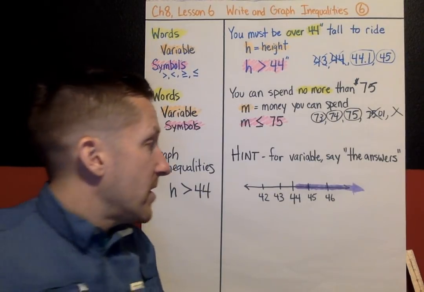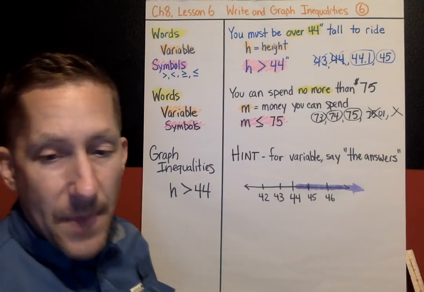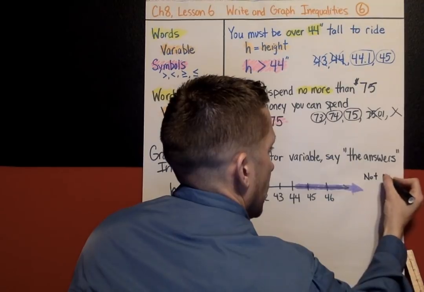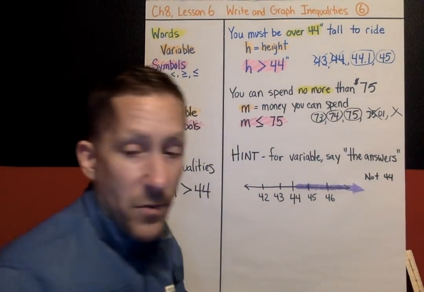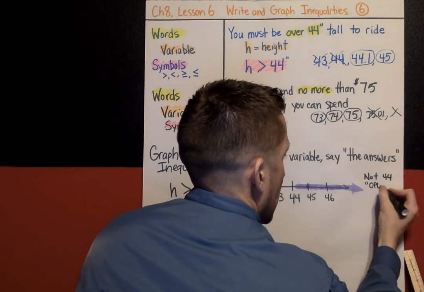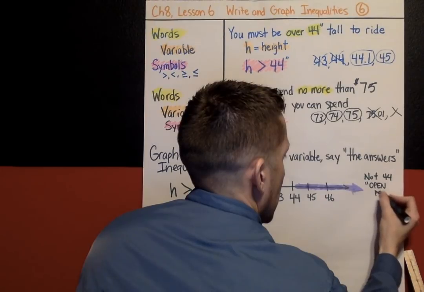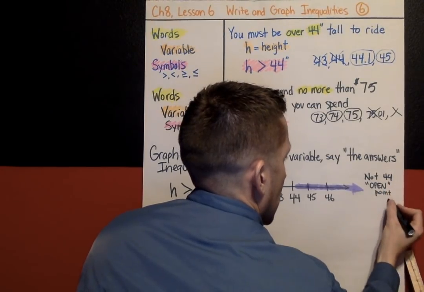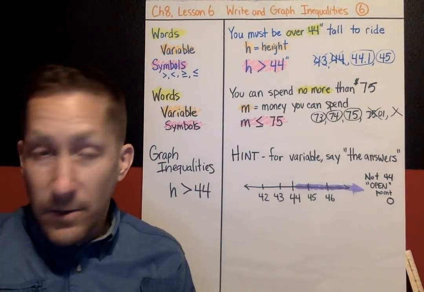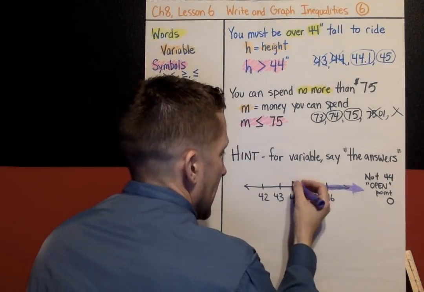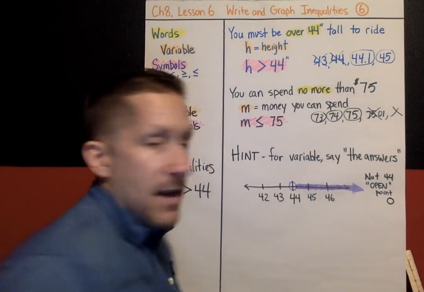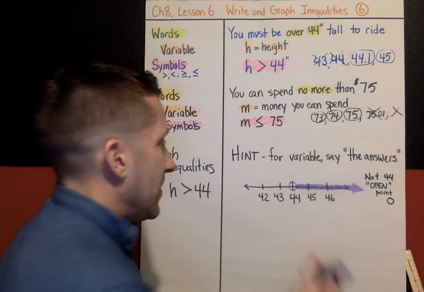So I'm going to write this over here. I'm going to say not 44. And if I don't want to include 44, I'm going to leave it an open point. I'm going to leave it open. I am not going to fill it in. It is not included. So this circle right here on 44 is not filled in. I'm making a circle, but I am not filling it in.